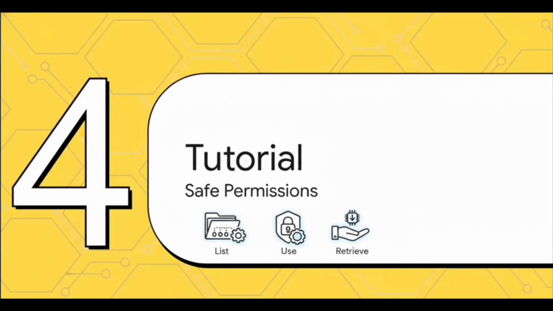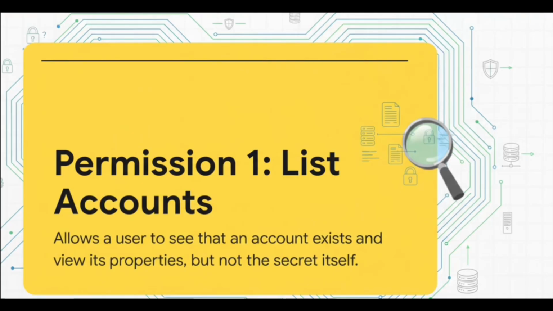Okay, let's switch gears and do a quick little tutorial. This is probably one of the most common things people get tripped up on: the difference between list, use, and retrieve permissions inside a CyberArk safe. Getting this right is crucial. First up, we have the list permission. The best way to think about this is like looking at a phone book. You're allowed to see that an account exists. You can see its properties like the username or the server address, but you absolutely cannot see the secret itself.